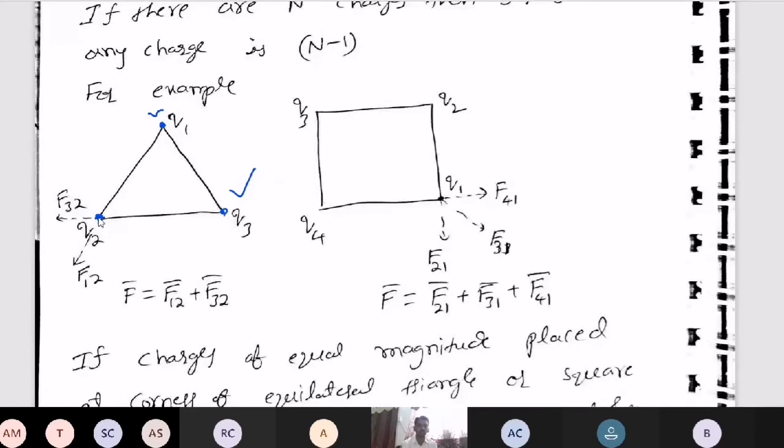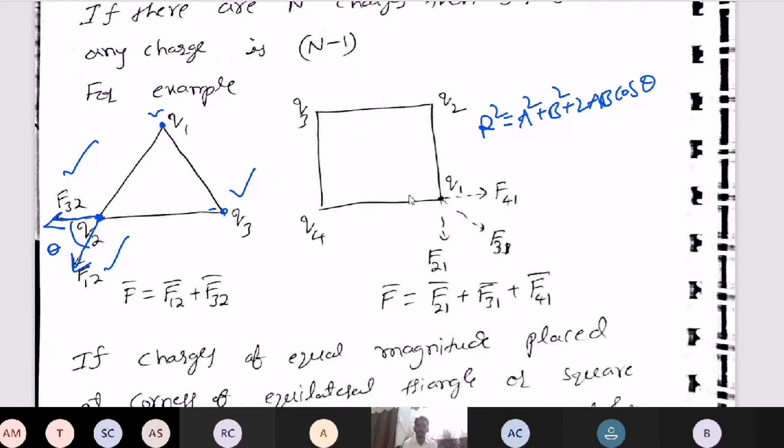Between Q1, Q2, one force. Between Q3, Q2, one more force. And there is some angle between them. Now you first calculate F12 separately and F32 separately. Then you find the vector resultant. The formula for the vector resultant is R square equal to A square plus B square plus 2AB cos theta.